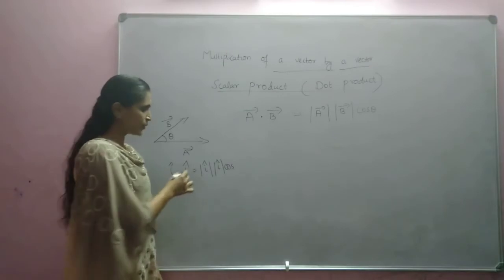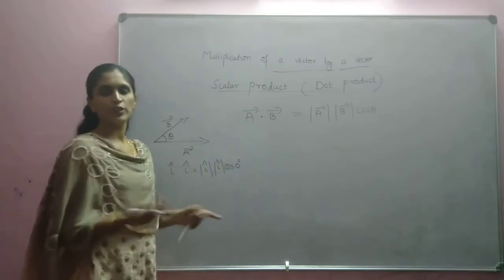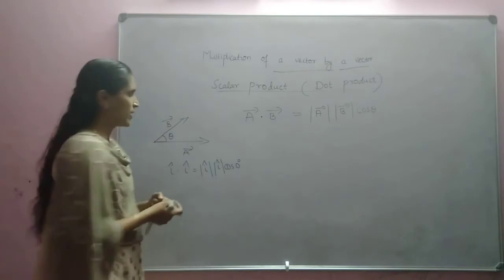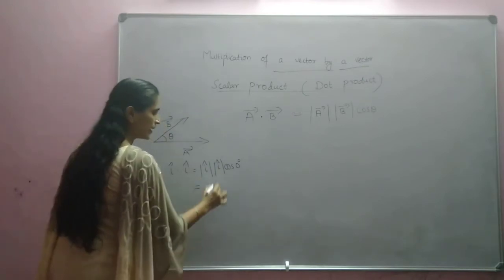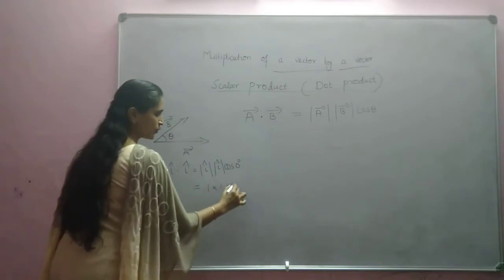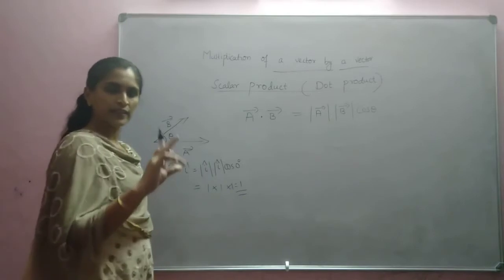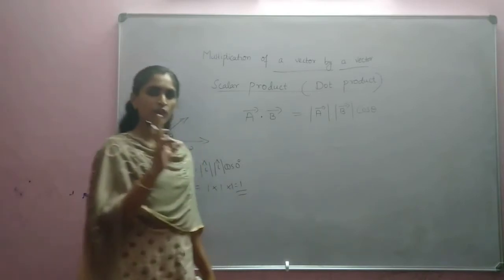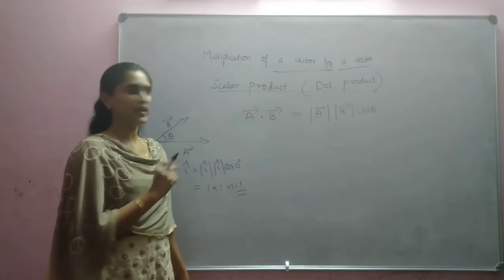What is the angle between I and A? It is cos 0, no? Same vector, what will be the angle between them? 0. And what is modulus of I? Modulus of I is 1. Again, the other modulus of I is 1. Cos 0 is 1. So you will get the answer as 1. So we can say that the dot product of unit vectors will be 1.